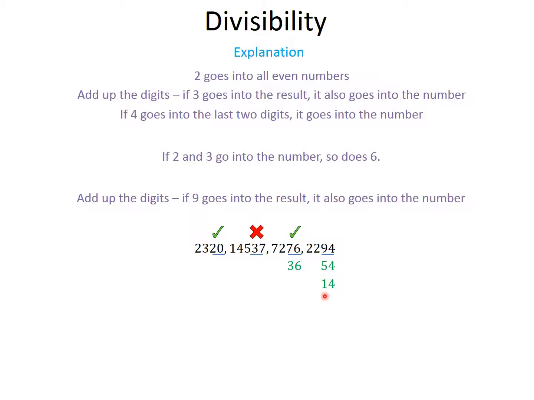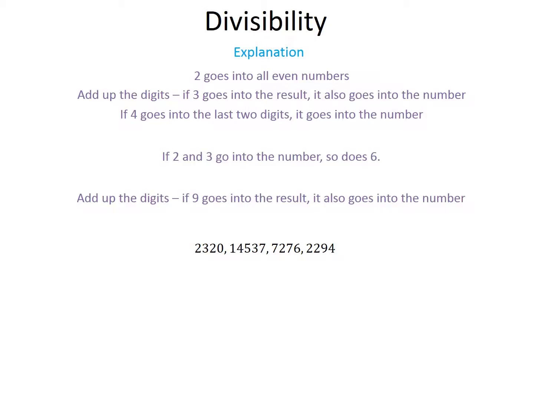Does 4 go into 14? No. Let's put a cross. It does not go into 2,294 either. So that's the rule for 4. Just look at the last two digits. The rest don't matter. Does 4 go into the last two digits?